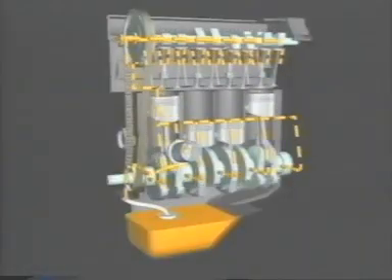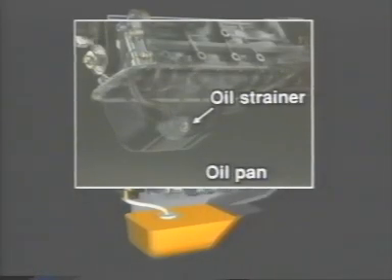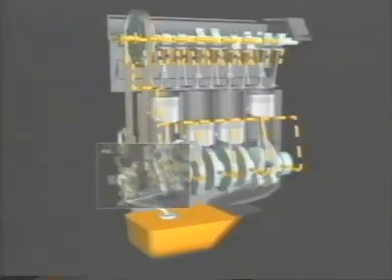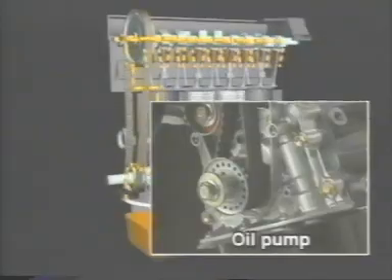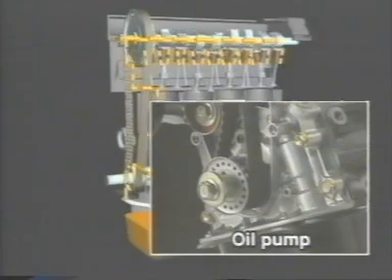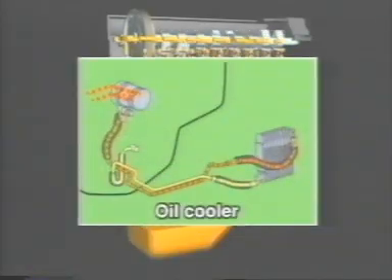The lubrication system is composed mainly of an oil pan to store engine oil, an oil pump to pressure feed the oil to various parts of the engine, an oil filter to remove impurities from the oil, and an oil cooler.